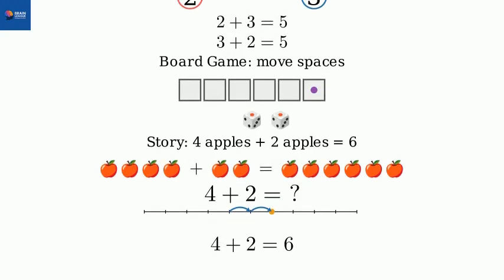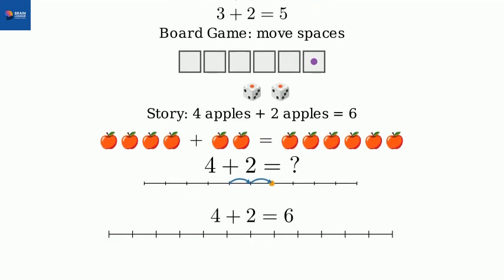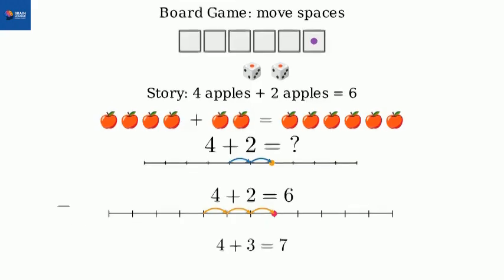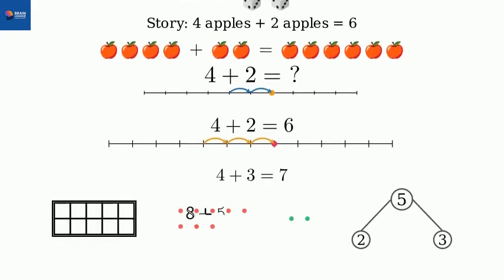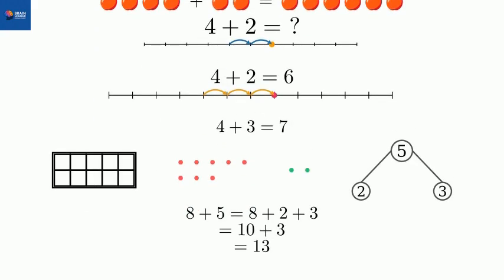Step 8. Mental strategies. First, counting on. 4 plus 3. Start at 4 and count: 5, 6, 7. Next, make 10. 8 plus 5. Break 5 into 2 and 3. Add 2 to 8 to make 10, then add 3 to get 13.